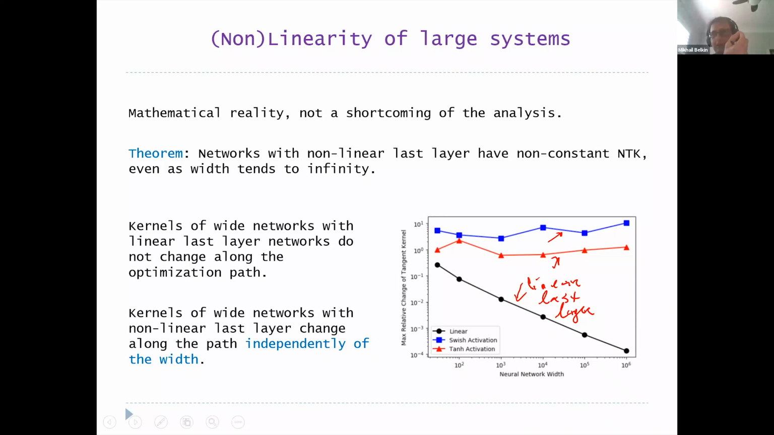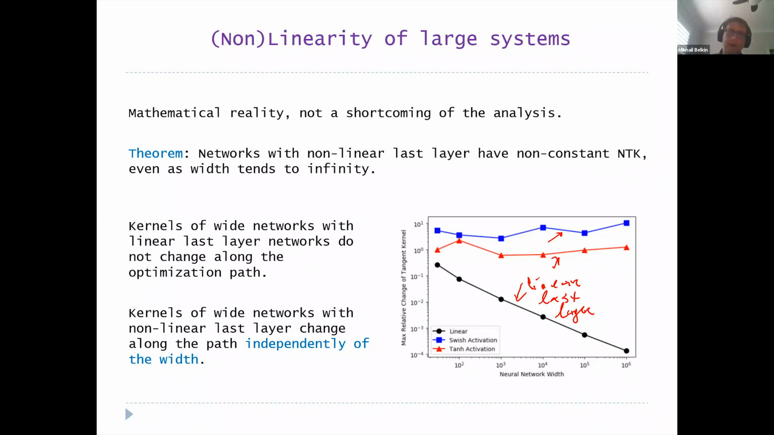The change between initialization and the convergence, the tangent kernel changes always by O of 1, no matter what. So this demonstrates that there is no NTK regime, even though the systems are very large and highly parameterized, but it doesn't matter. It's just the fact that that term doesn't disappear when you take the second derivative. That's it. So kernels of wide networks with linear last layer do not change along the optimization path. Well, more generally, the systems are linear, so they cannot really change at all. Kernels of wide networks with nonlinear last layer will change independently of the width.